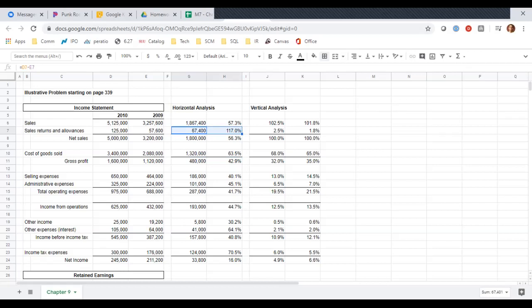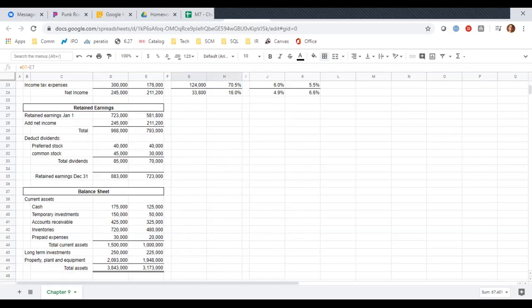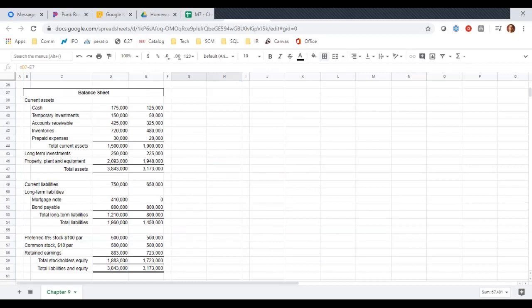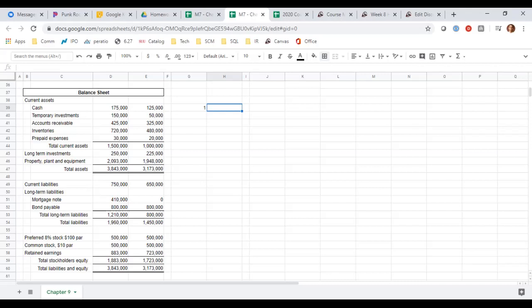Okay, while we're in here, I just want to do a little bit on what the illustrative problem is actually supposed to be. Okay, so the first thing we're supposed to do is figure out working capital. And just so you know, I don't expect anybody to memorize all of these terms. You don't have to memorize what working capital is, current ratio, times interest earned, anything like that. You just need to be able to calculate them.